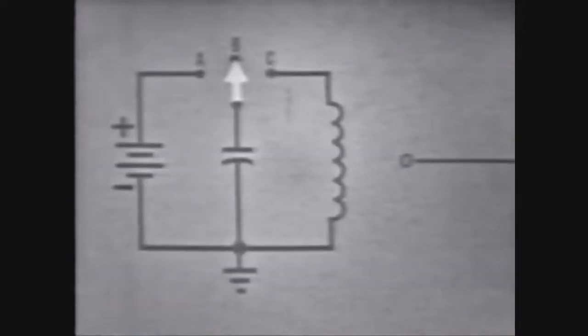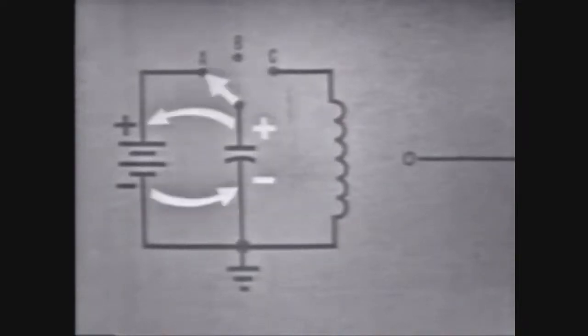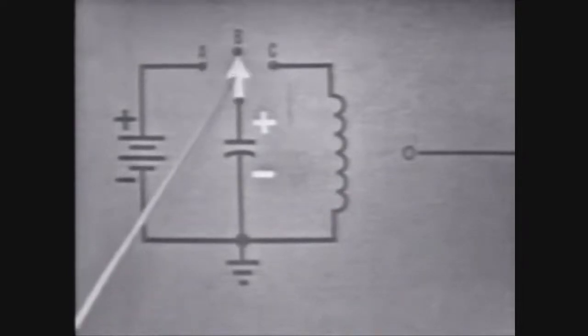First, we'll need a power supply to provide the initial energy. In this case, a battery. This switch will allow the capacitor to be connected to the battery or to the coil. If we flip the switch to A, the capacitor charges to the battery voltage. Move the switch to B, and the capacitor is disconnected from the power supply, though it is still fully charged.